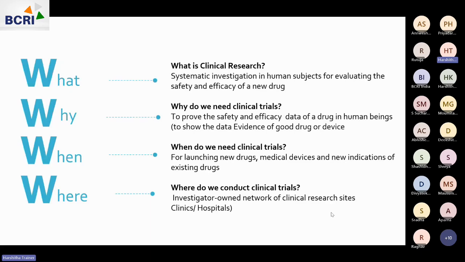So we need to prove that the drug is safe on human participants, not only in preclinical research, but the drug is also safe on human participants. When do we need clinical trials? You have seen that there was a pandemic called COVID-19, and everyone was waiting for a vaccine. Having drugs and having diseases is a never-ending process. You will have new diseases coming, and diseases that already exist. So you have to find drugs related to those diseases, and medical devices are also important.